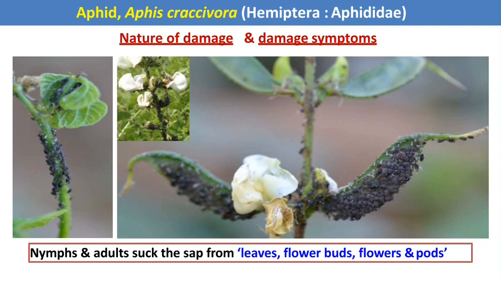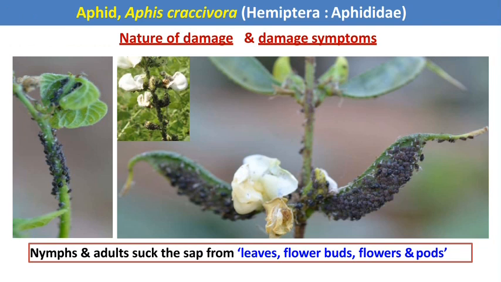Okay. Then the damaging stage of aphid is both nymphs and adults, because it is a sucking pest or hemipteran pest. Here both nymphs and adults suck the cells from the tender plant parts like leaves, flower buds, flowers and the pods. When this pest sucks the cells from all these different succulent plant parts, the plant loses its turgidity or vitality as a result of feeding. In case of severe infestation, the infested plant parts become yellowish in appearance and dry up.